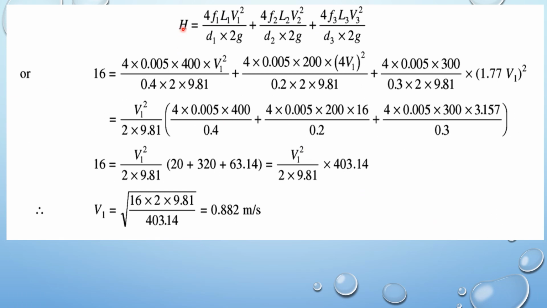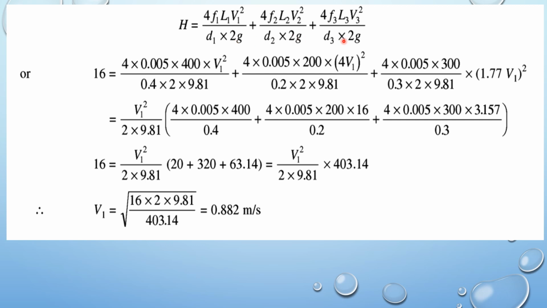Now we are neglecting the minor losses, so the only loss happening is head loss due to friction, and for a series pipe we already know that head loss due to friction will sum up, so we can write H is equal to HF1 plus HF2 plus HF3. HF is the head loss due to friction, and from Darcy-Weisbach equation we already know that HF is equal to 4FLV square by 2GD. So for the first pipe, 4F1 L1 V1 square by 2GD1.